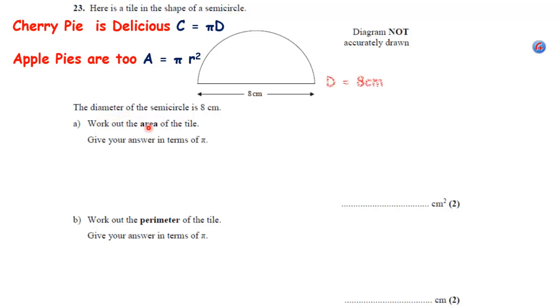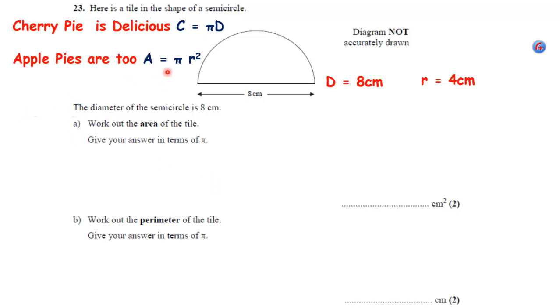In this case, they've told us that the diameter is 8. The diameter is the distance all the way across. So that means the radius, the distance from the center to the edge, is half the diameter, which is 4. Write these down straight away. Look at the diagram, identify what the diameter is, identify what the radius is, and write them down. The question says, work out the area of this tile. Remember, the tile is half a circle, and give your answer in terms of pi.